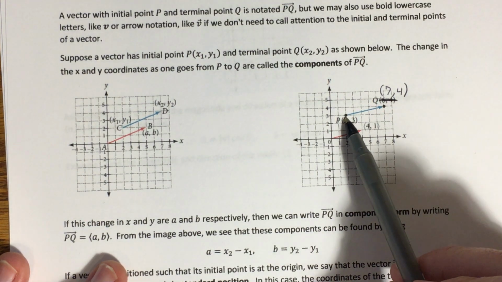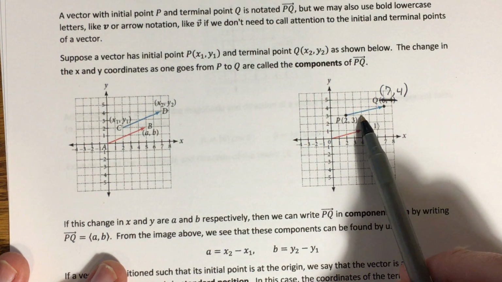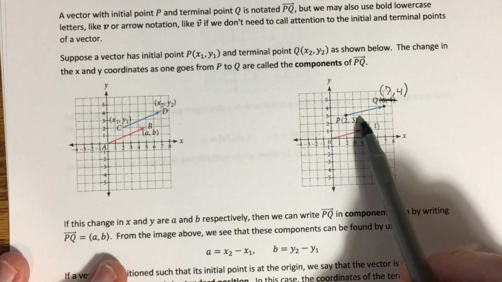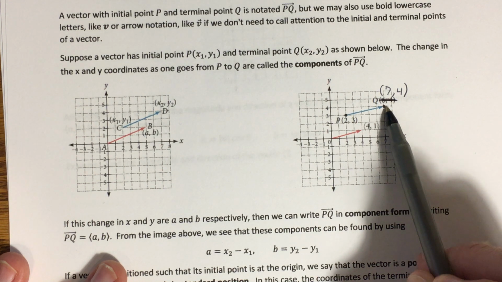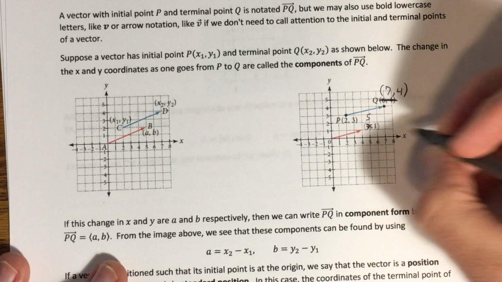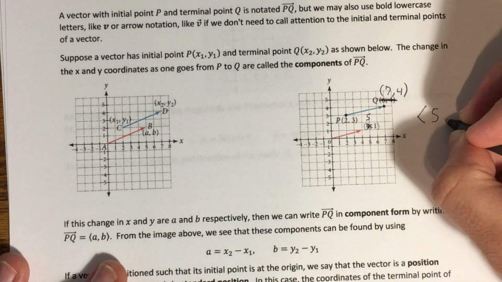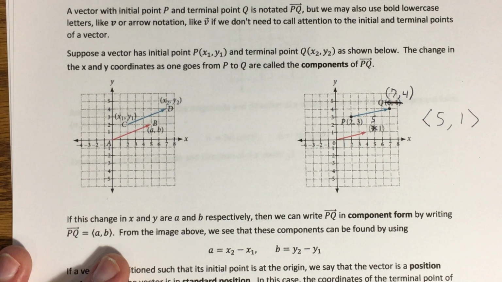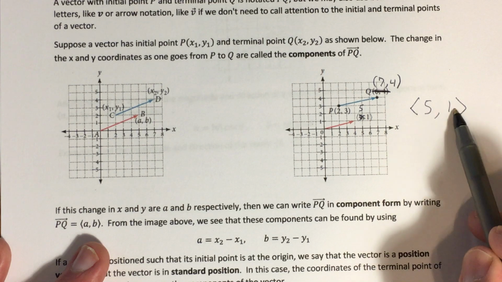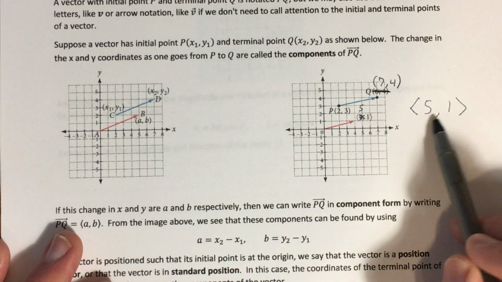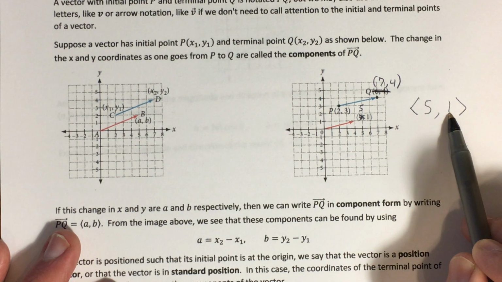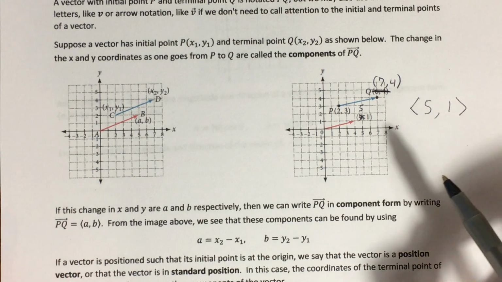But if you count horizontally from the initial to the terminal, we go 1, 2, 3, 4, 5. And then from here, we go up 1. So that would mean my horizontal component is 5 and my vertical component is 1. This needs to become a 5 now because of that. So that's very small. To make that notation a little bit bigger, we would write the component form of that vector like this. We use angle brackets instead of parentheses, and these represent the components of that vector. Again, how far horizontally do we go and how far vertically do we go when we move from our initial to our terminal points.